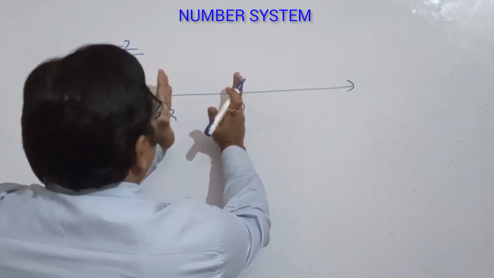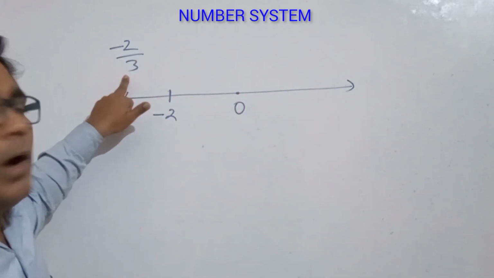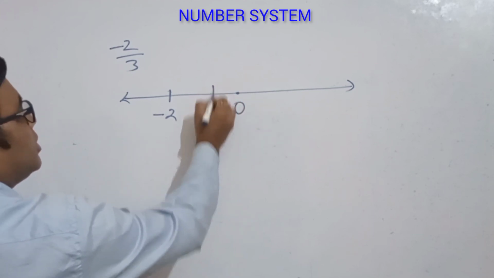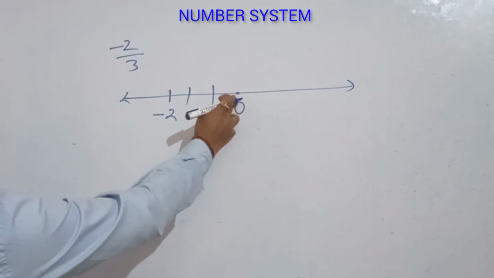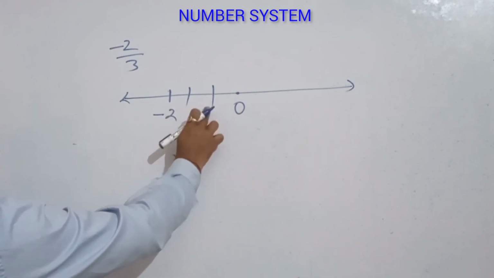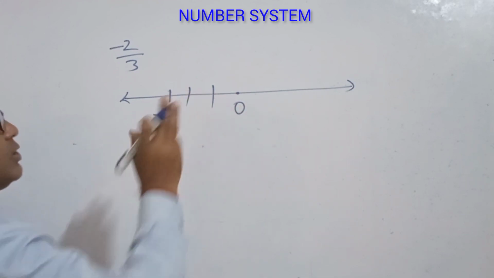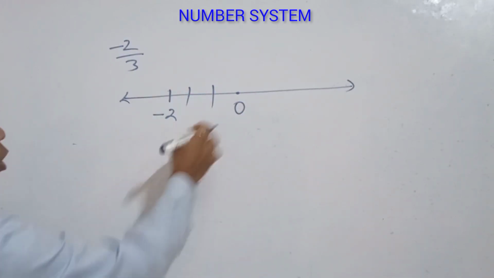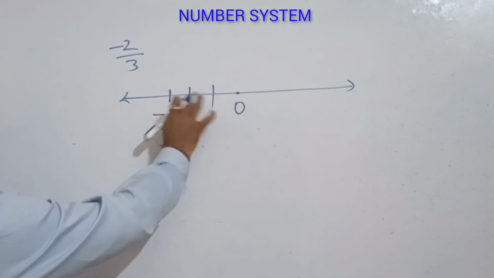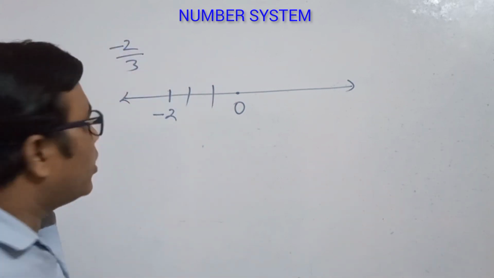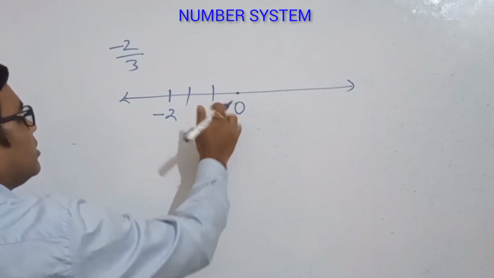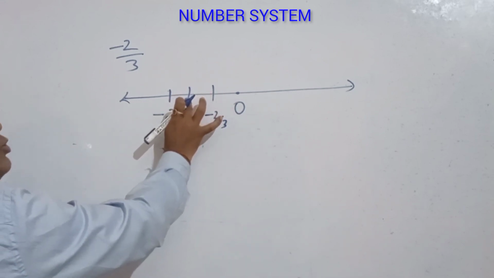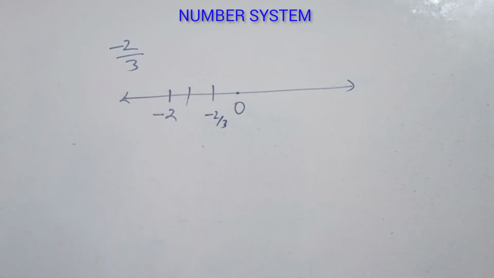Divide this part into 3 equal parts. For this purpose, at equal intervals, take 2 lines, 1, 2, and these 2 lines divide this gap into 3 parts, 1, 2, and 3. And each of these parts will be minus 2 by 3. For example, from 0 to this point, minus 2 by 3. From this point to this point, minus 2 by 3. From this point to this point, minus 2 by 3.